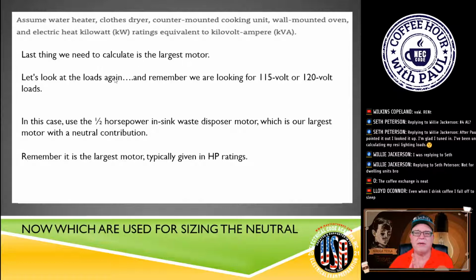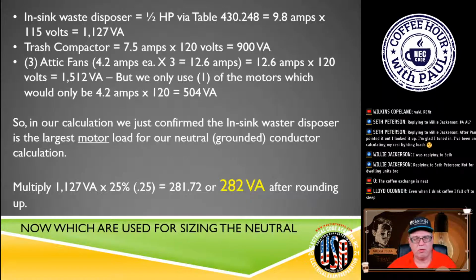All right, the last thing we need to calculate is the largest motor. In this case, we're only looking for the largest motor that has the neutral contribution, right? It was the 1/2 horsepower in-sink waste disposal, which is our largest motor. Incidentally, it was the only one listed with an HP rating, and it also happens to be 120 volts. So it has a neutral contribution, right? So we did that here. We took that in-sink waste disposal, and again, that one was 1,127.